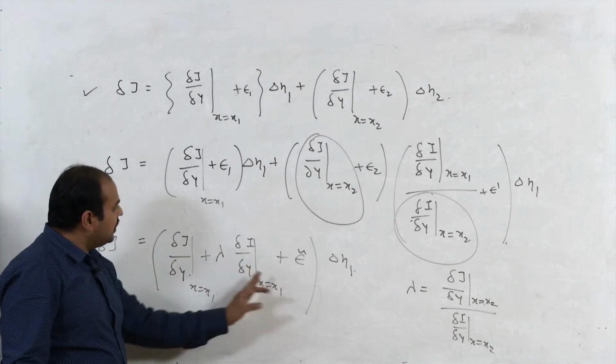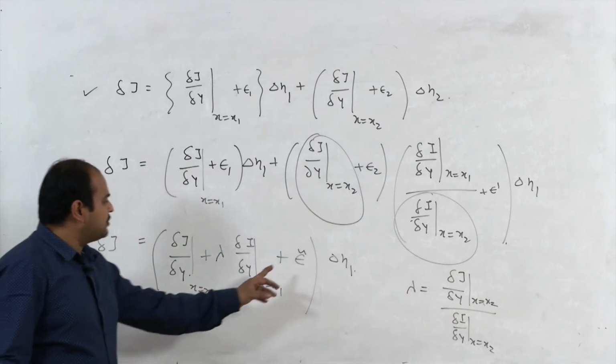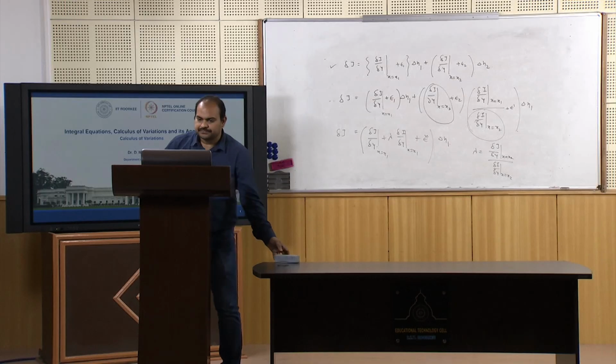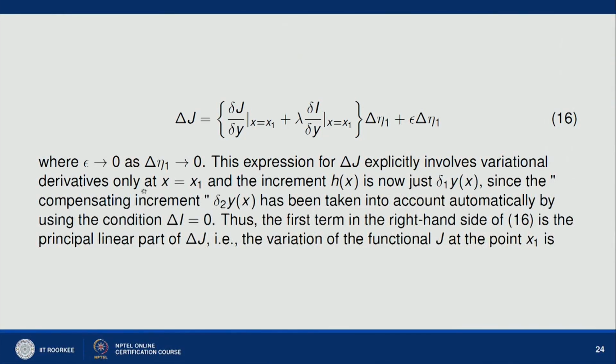Please, if you look here, we have removed the component x equal to x2 and delta j is given by this, where epsilon tilde is something which is tending to 0 as delta eta 1 is tending to 0. Using this we can write delta j as this. As delta eta 1 tends to 0, your epsilon tends to 0. This expression for delta j explicitly involves the variational derivative only at x equal to x1, and the increment hx is now just delta 1 yx, since the compensating increment delta 2 yx has been taken into account automatically by using the condition delta I equal to 0, that we have taken to find delta eta 2 in terms of delta eta 1.